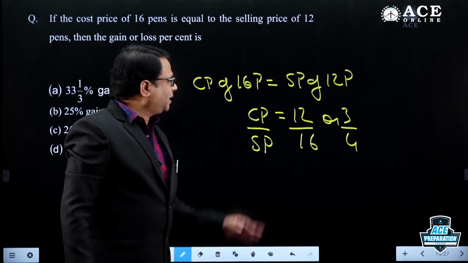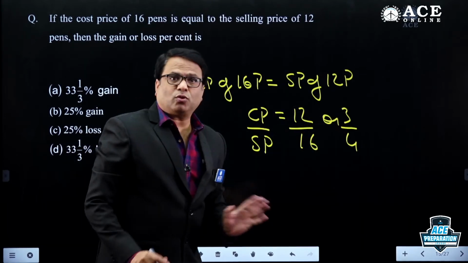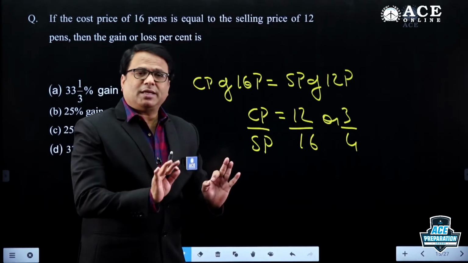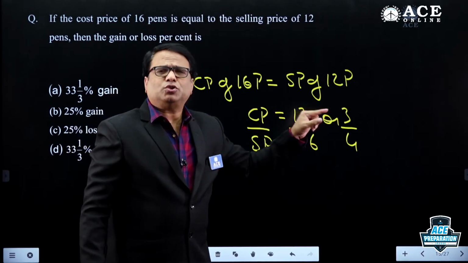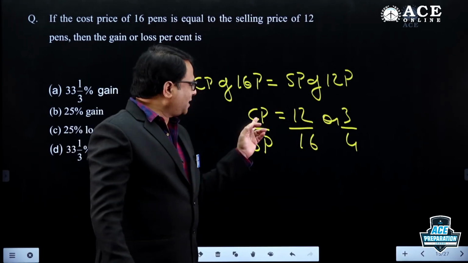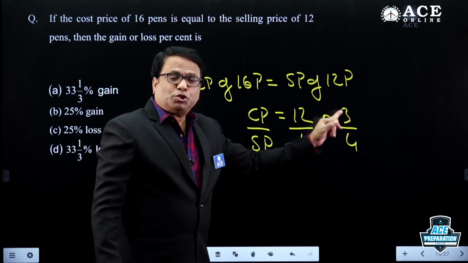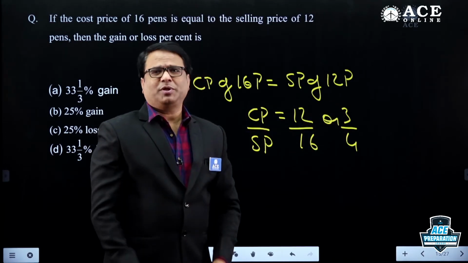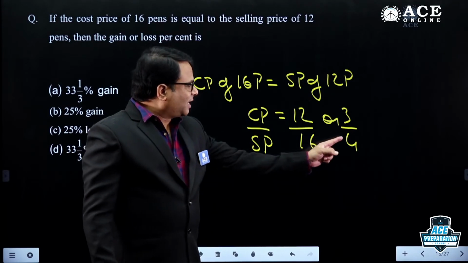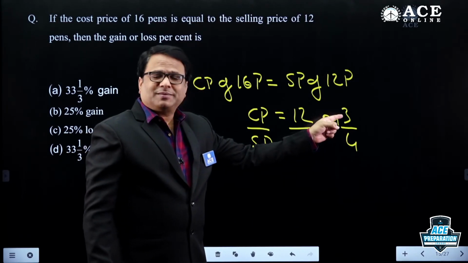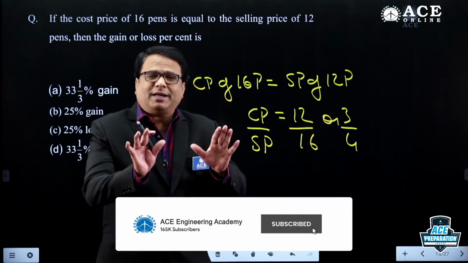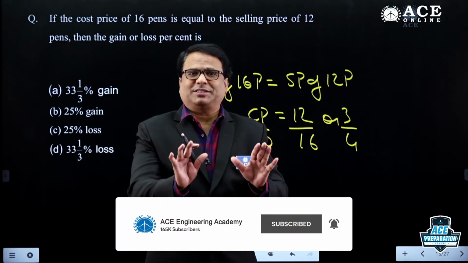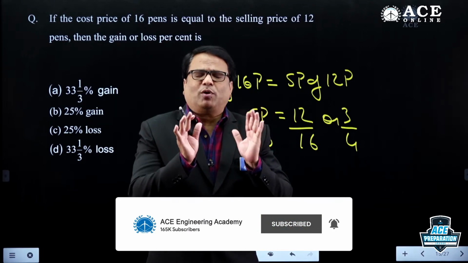What does that mean? It doesn't mean cost price is 3 rupees, selling price is 4 rupees. That is not the meaning. The meaning here is cost price and selling price are in the ratio 3:4. Now you can clearly see selling price is more than the cost price, and that is a clear indication that there is profit in the transaction. And what is that profit percentage?